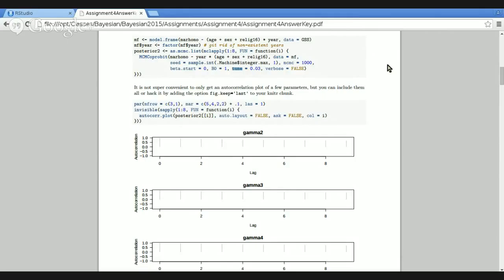Took me a long time to figure it out, but it's possible. Yeah, I mean, I guess you could convert it to a matrix and just use the regular autocorrelation function. You don't even have to. Anyway, I'll send it to you.